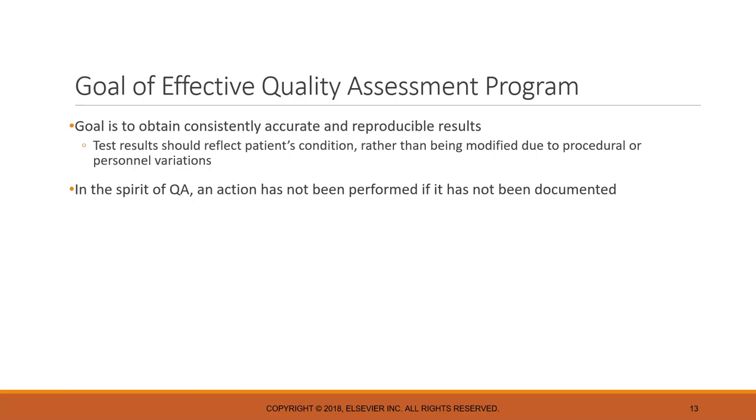The test results should reflect the patient's condition at the time the sample was collected, rather than being modified due to procedural or personnel variations, meaning that something went wrong, that you didn't follow directions on the test and we got inaccurate results, or personnel didn't follow the guidelines for reporting out results in a microscopic urine so that different results were obtained that may lead to a different diagnosis. In the spirit of quality assessment, an action has not been performed if it has not been documented. And you will hear techs say all the time, if it's not documented, it's not done.